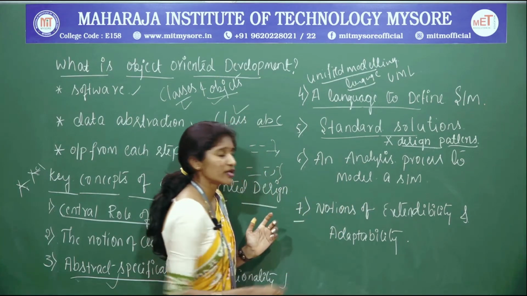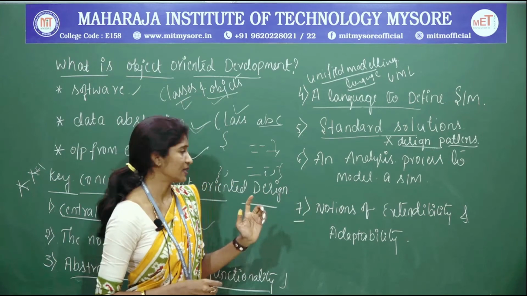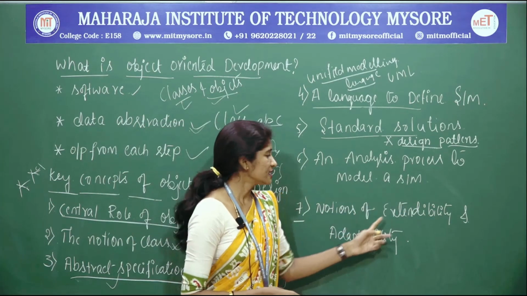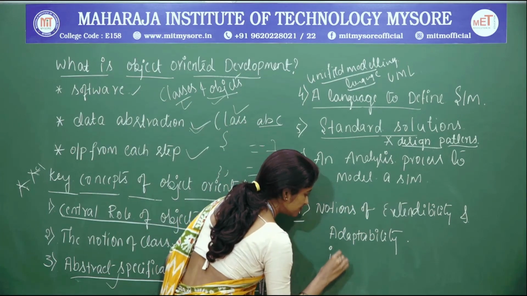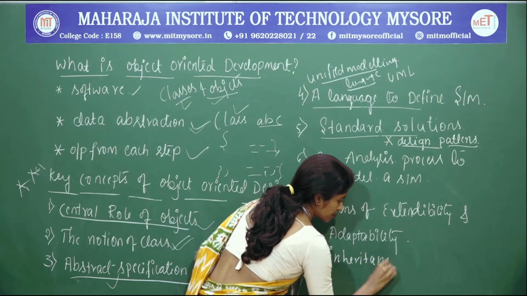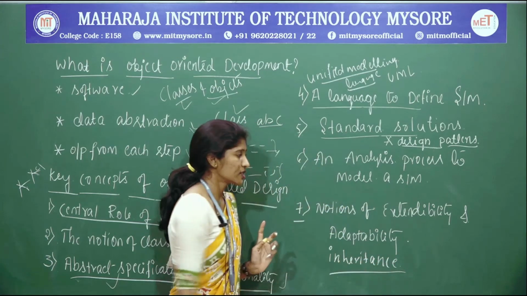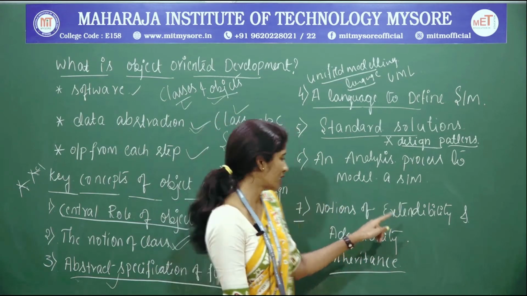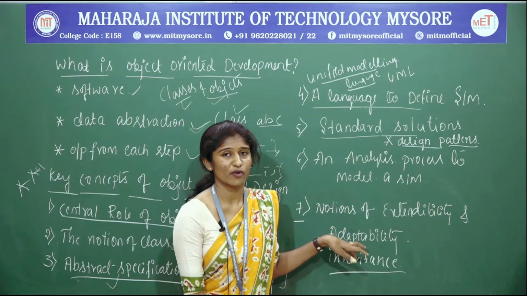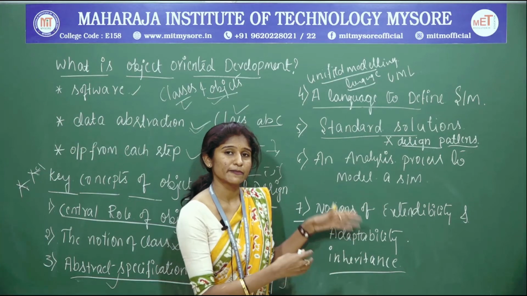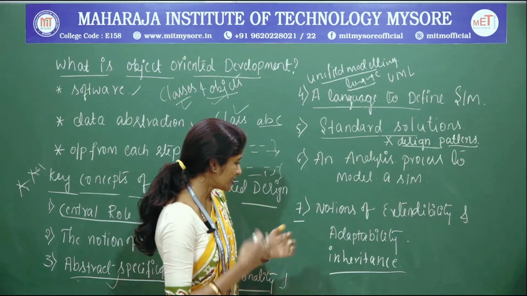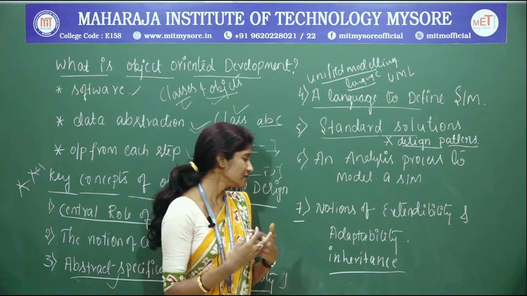And the last key concept of object oriented languages is extensibility and adaptability. It is nothing but inheritance. This inheritance is repeated almost throughout the complete 5 modules. Why? Because the subject focuses on object oriented design. That is why inheritance is repeated often.